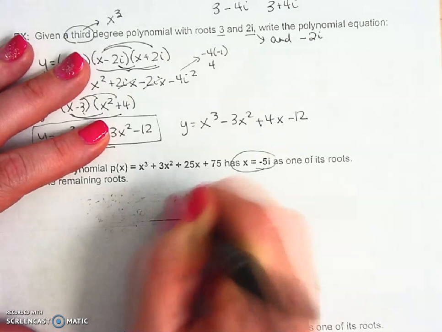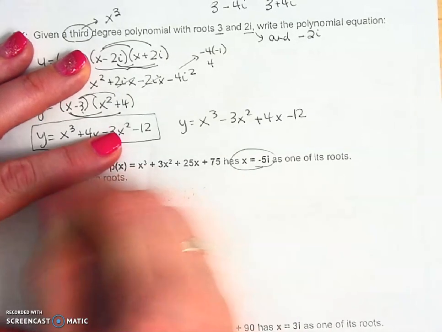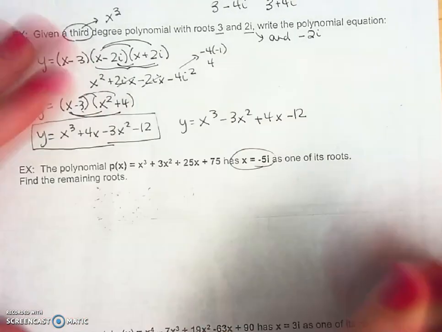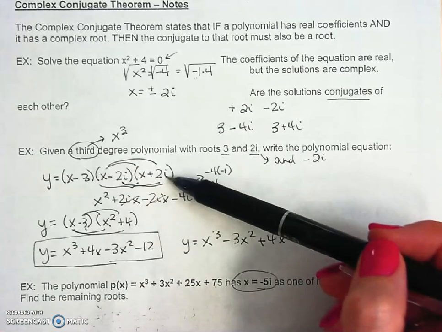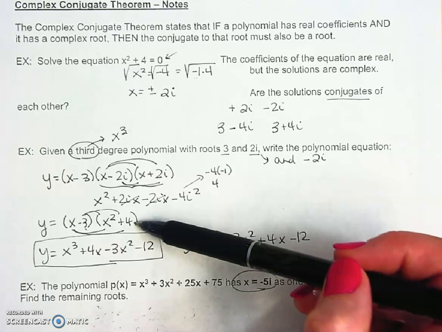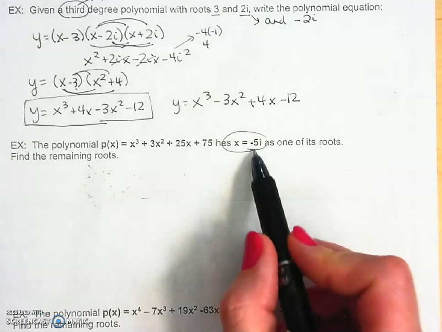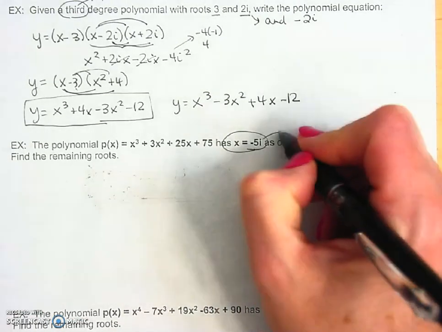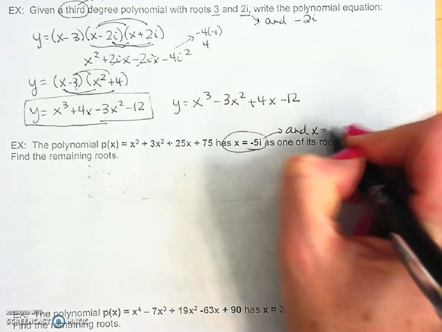So here's what we're going to do instead. We need a way to get rid of i. Well, that's what happened right here. When we multiplied these conjugates together, it gave me the x squared plus 4 with no more i in it. So we're going to do that here. If we have -5i as a root, we know that we also have +5i.